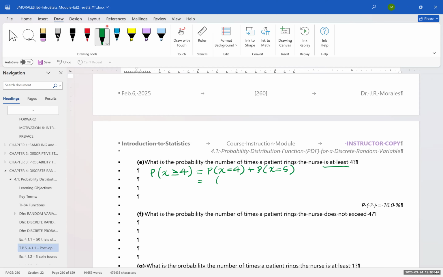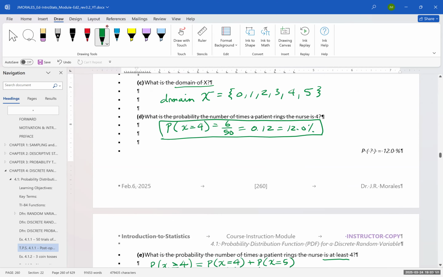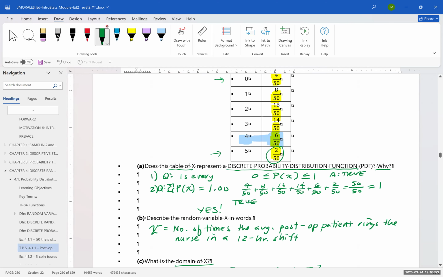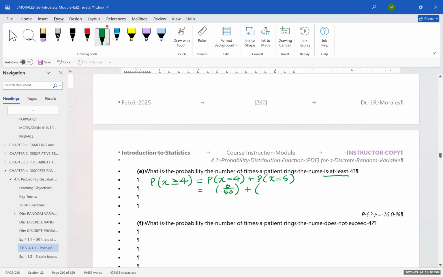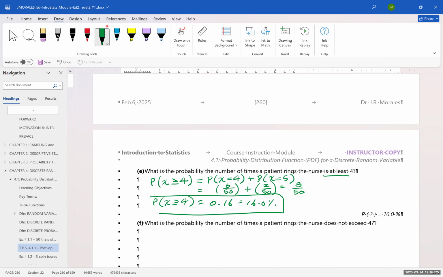And this probability, which we had from the previous part, is 6 out of 50. And when x is equal to 5, that'd be 2 out of 50. And because these have a common denominator, we can add the numerators. So that'll be 8 out of 50, which is going to be 0.16 or 16.0%. So the probability that the number of times the post-op patient rung the nurse in a 12-hour shift was at least 4 is 16%.